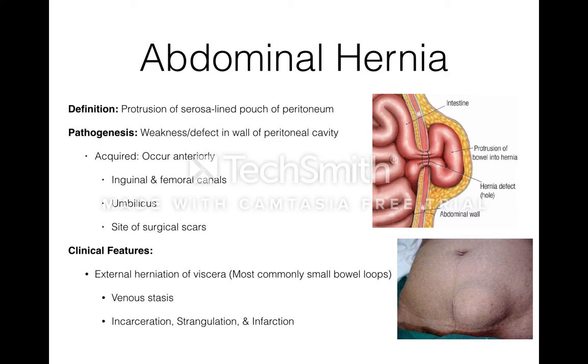One common cause of obstruction is abdominal hernia, which is a protrusion of the bowel into a serosa-lined pouch of peritoneum. This results from a weakness or defect in the wall of the peritoneal cavity. Acquired hernias tend to occur anteriorly. Types include inguinal and femoral hernias, umbilical hernias, or hernias at the site of surgical scars. Visceral protrusion, most commonly the small bowel, can become entrapped, leading to venous stasis and eventual strangulation and infarction of the bowel.